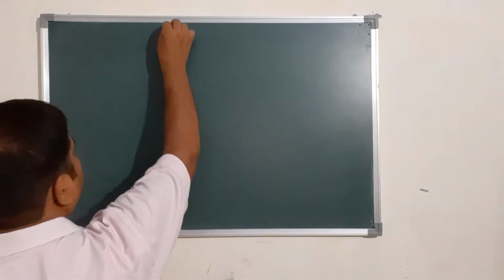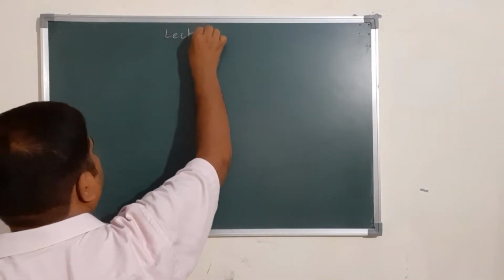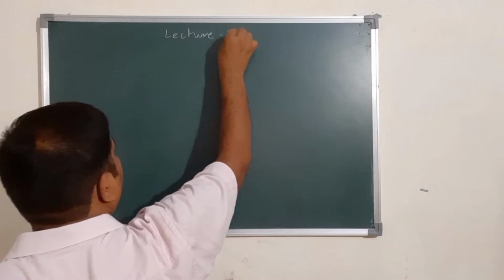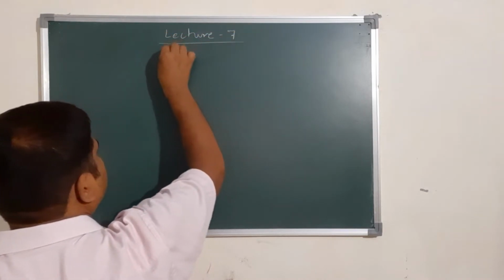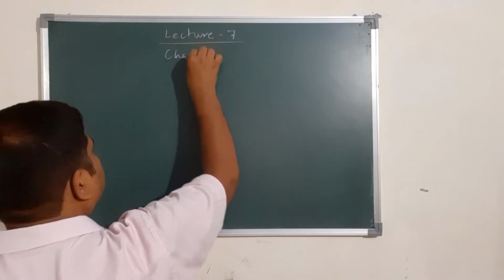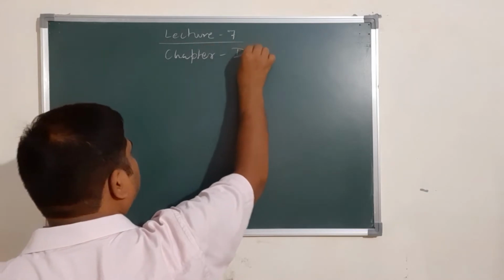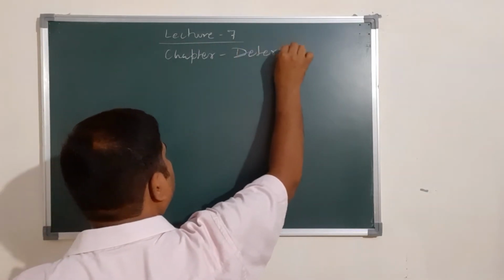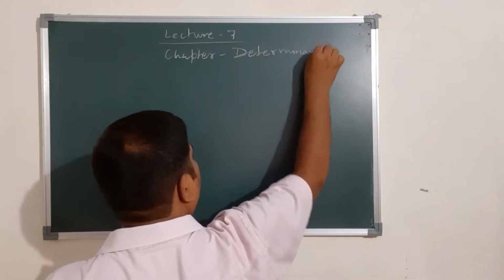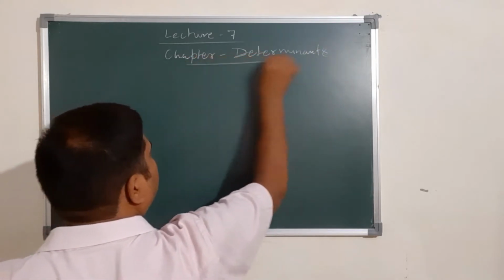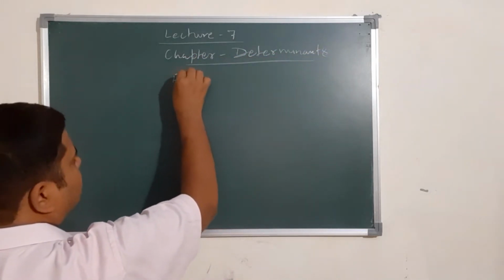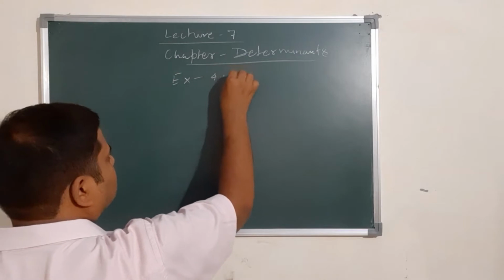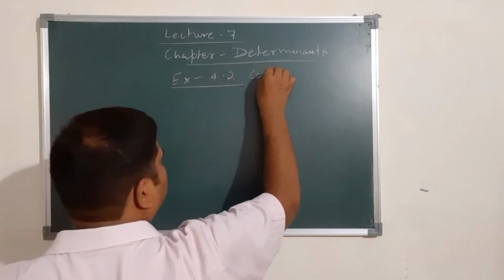Lecture number 7. Chapter: Determinants, exercise 4.2, continued.